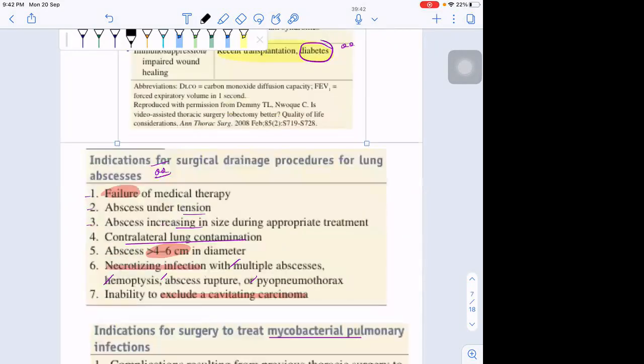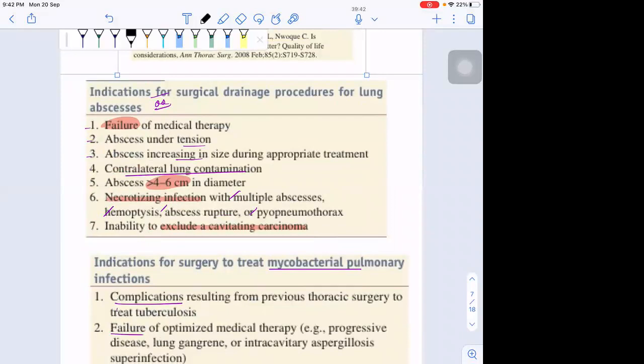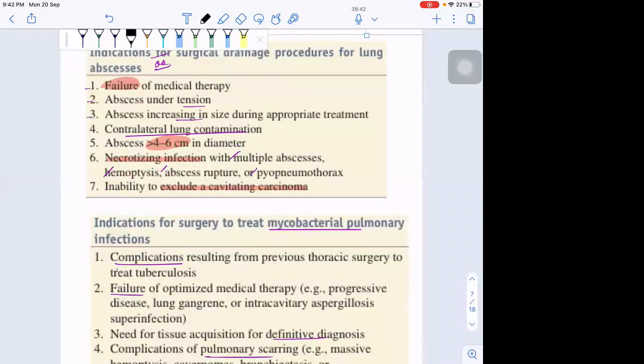So next, important expected MCQs: what are the indications for surgical drainage procedures for lung abscess? When do you have to do drainage? Failure of medical therapy, abscess under tension, increase in size, contralateral lung contamination, and abscess size more than 4 to 6 cm. And whenever there is necrotizing infection with multiple hemoptysis, abscess rupture or pneumothorax, and inability to exclude a cavitating carcinoma. So these are the indications.